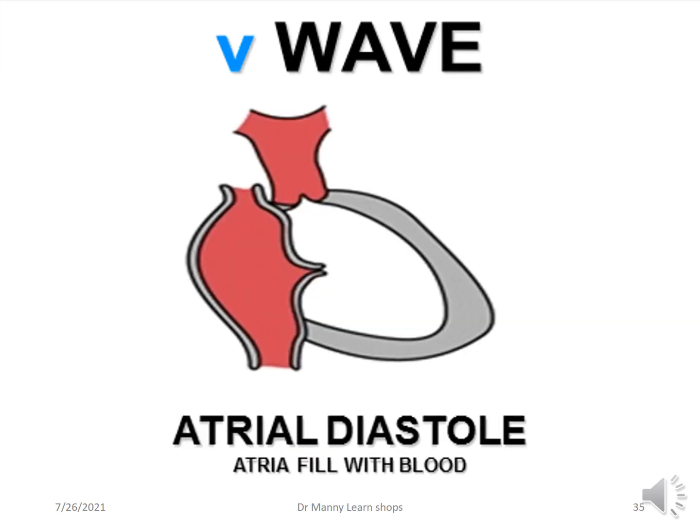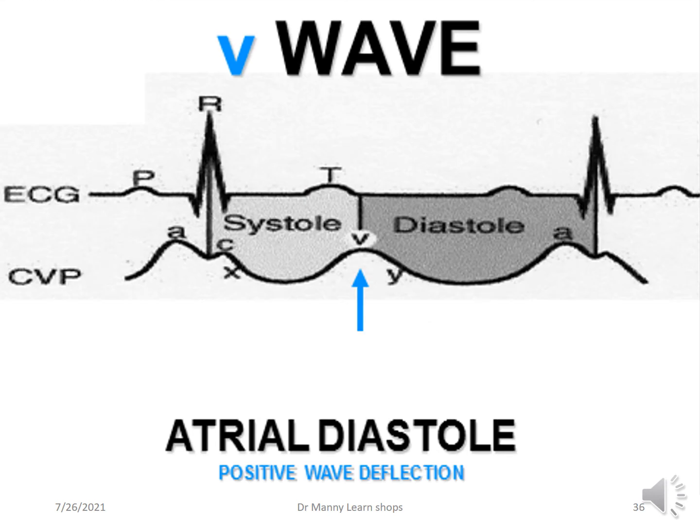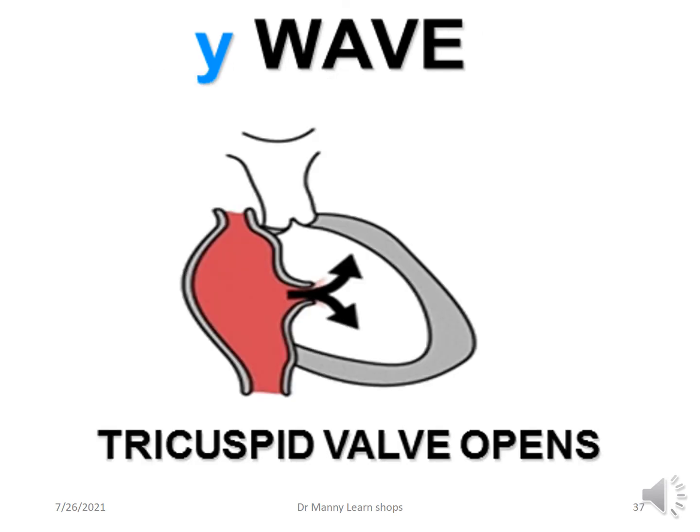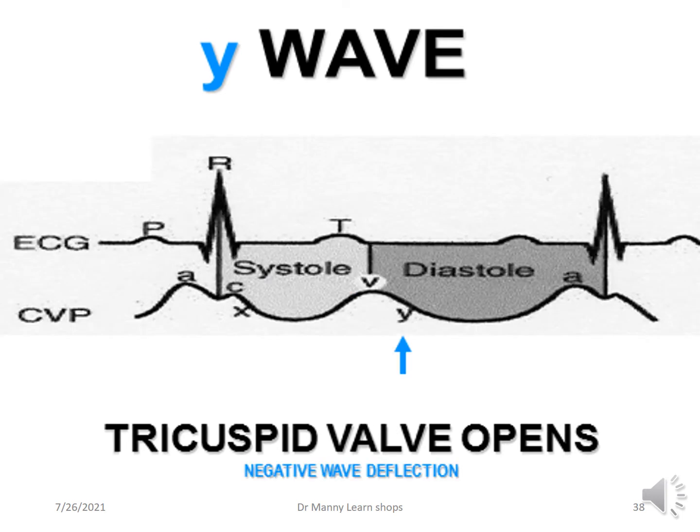Then you've got the V wave. This is atrial diastole, when the atria fill. During atrial diastole, the V wave is a small positive deflection in the waveform. Then you have the Y wave, and the Y wave actually represents tricuspid valve closure. The Y wave is a negative deflection that represents tricuspid valve closure. So we have the ACV wave. That's typically how it's described, rather than the A, C, X1, X2, V, Y.